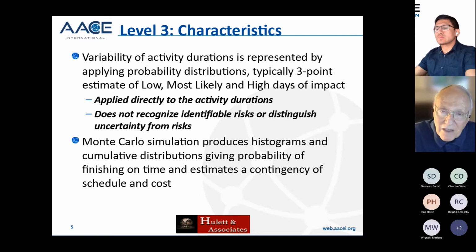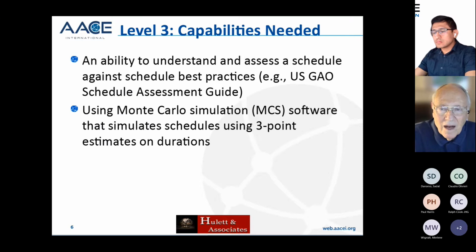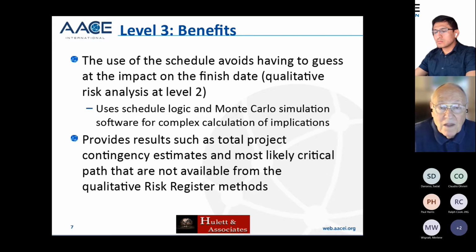But again, that's not risk. Those are activities, those are not risks. So the capabilities needed, you need to understand, assess the schedule against which to plan this Monte Carlo simulation. We'll talk a little bit more about that when we talk about level 4, and then the Monte Carlo simulation software, which we can do. I used to use this method, level 3. That was before we identified and got comfortable with what I'm going to show you in level 4 and level 5. Okay, the benefits are that it avoids having to guess at the impact of the finish date.